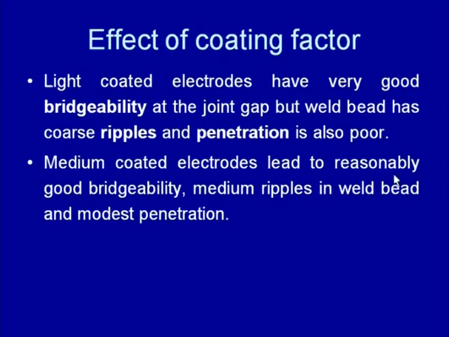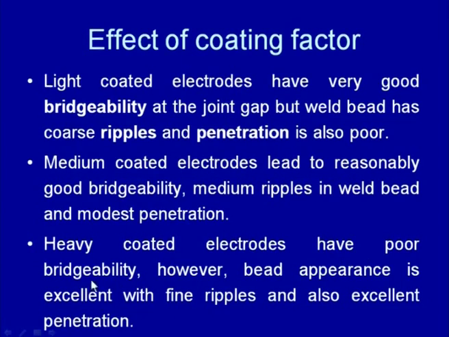Now, the medium coated electrode will have reasonably good bridgeability, medium ripples in the weld bead and modest penetration. So, this results in the optimum kind of weld bead, where the ripples are medium, bridgeability is reasonably good, and the weld bead penetration during the welding is moderate. And the heavy coated electrodes offer poor bridgeability, while the weld bead appearance is excellent with fine ripples, and it also results in very good penetration.